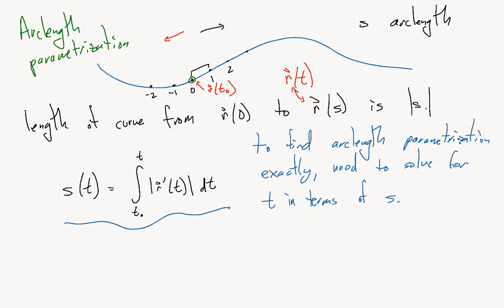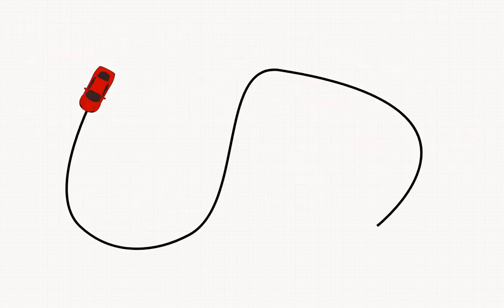On the other hand, it's very easy for a computer to calculate the arc length parametrization, and indeed, this is used quite a lot in graphics. So here's an example of that. I've got a curve, and I don't have a formula for this curve. I just drew it in Inkscape and exported it. And I'm going to animate this car moving along the curve.